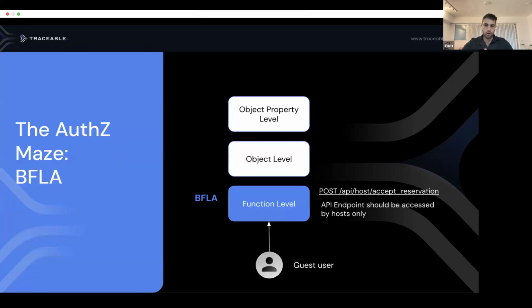I want to talk to you about three different types of authorization problems in APIs, and to understand what those authorization breaches look like behind the scenes.